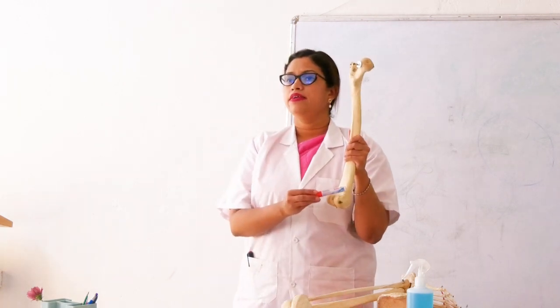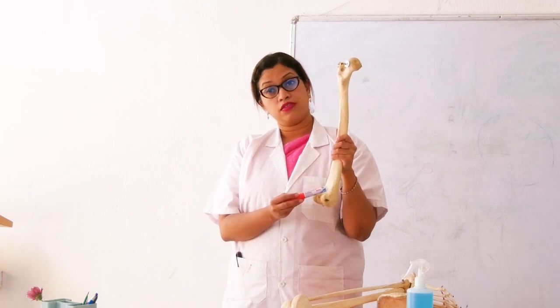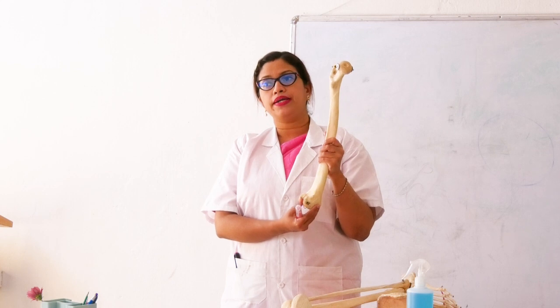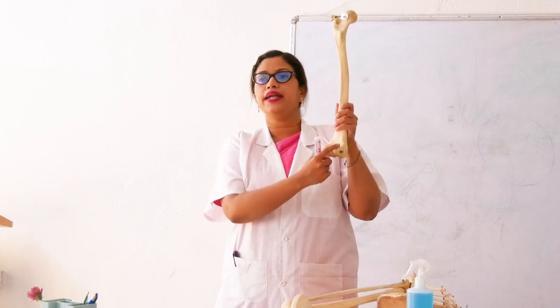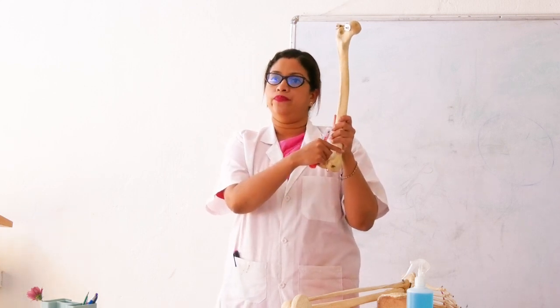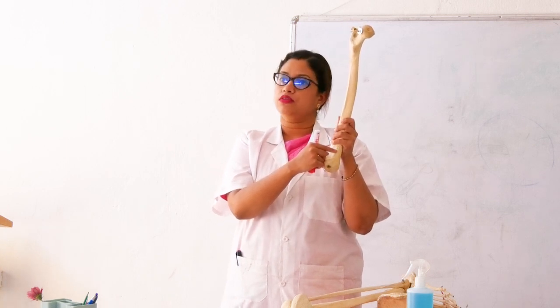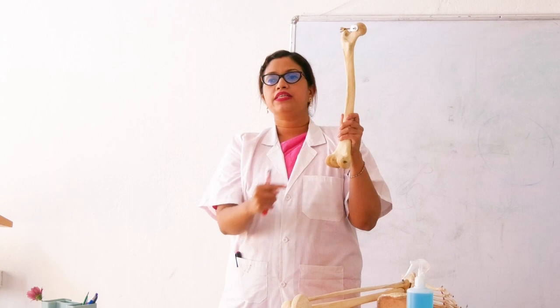This side, right? Plantaris. So medial head of gastrocnemius along with plantaris. But where would it originate? Plantaris would be above the medial head of gastrocnemius. And where would it be inserted?